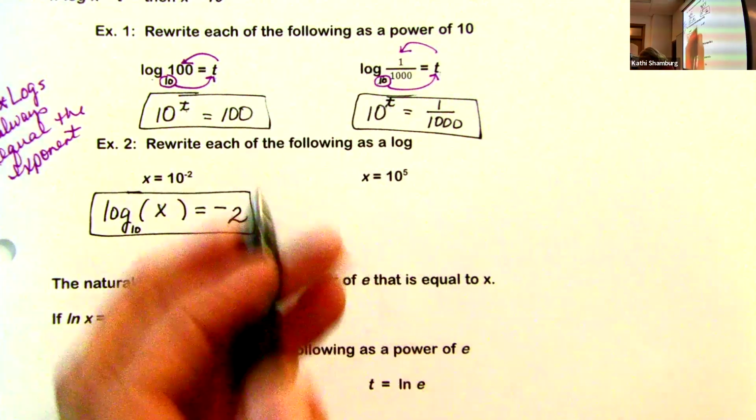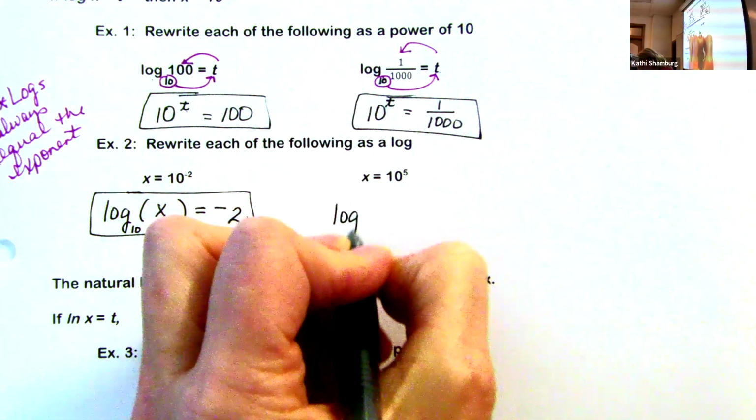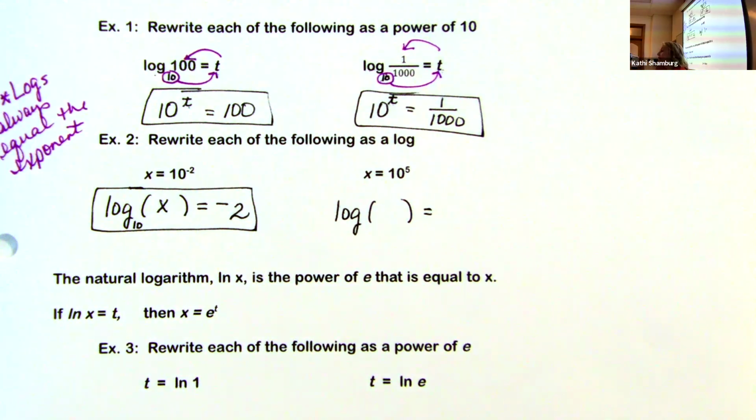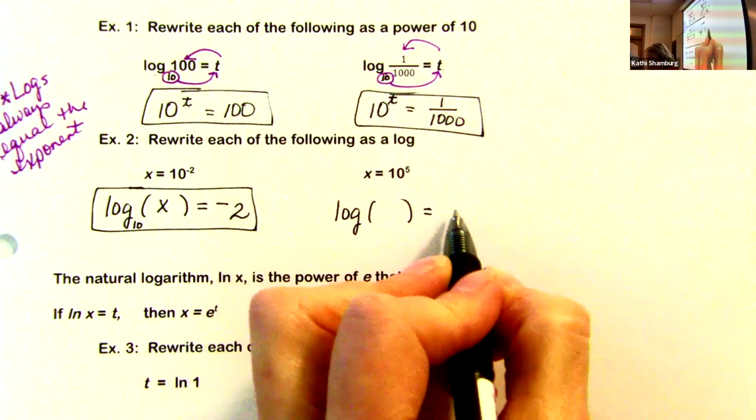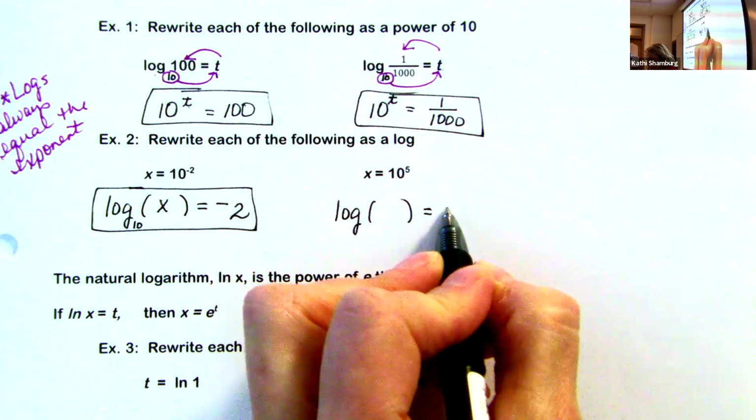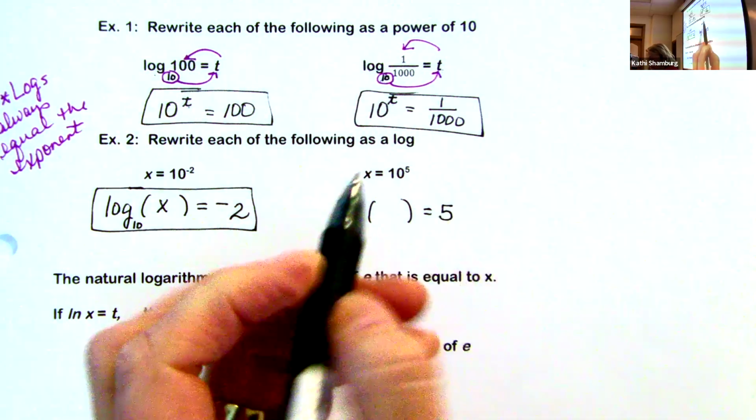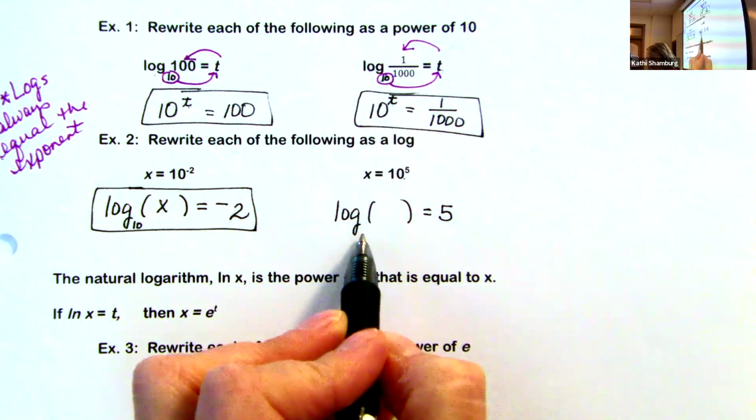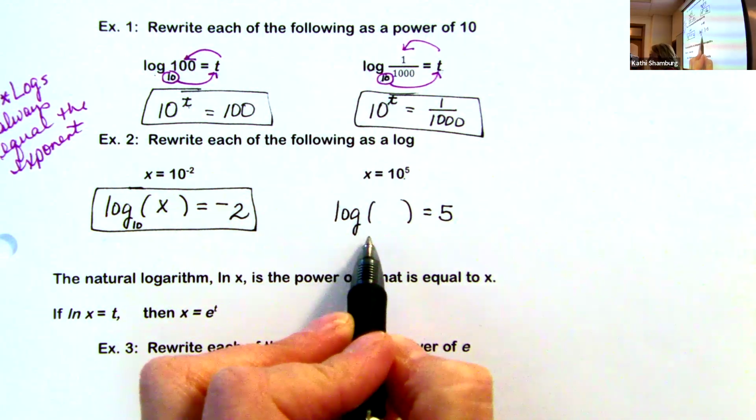All right, here we know we're going to have log of something equals something. Okay, logs always equal the exponent. So this will equal what? This is base 10. I know this is base 10 whether I write it or not. So what's the only thing left? X.